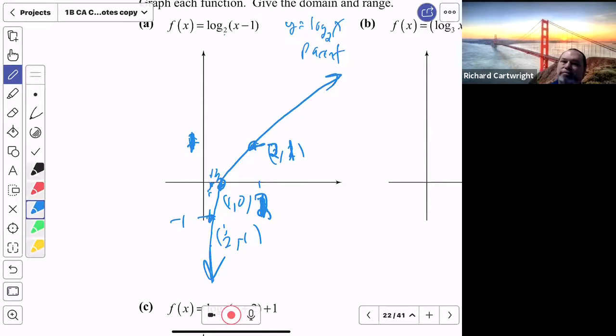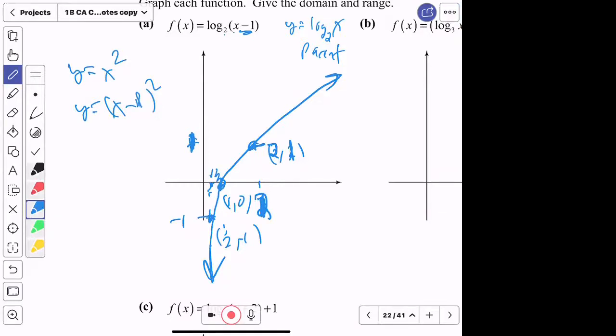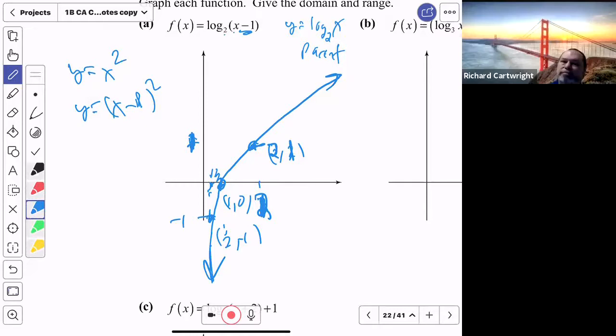In the past, anytime we subtracted 1 from the x, think of your parabola. Y is x squared. Y is x minus 1 squared. What did that -1 cause the function to do? Does it move up, down, left, or right? To the right. It moves right.